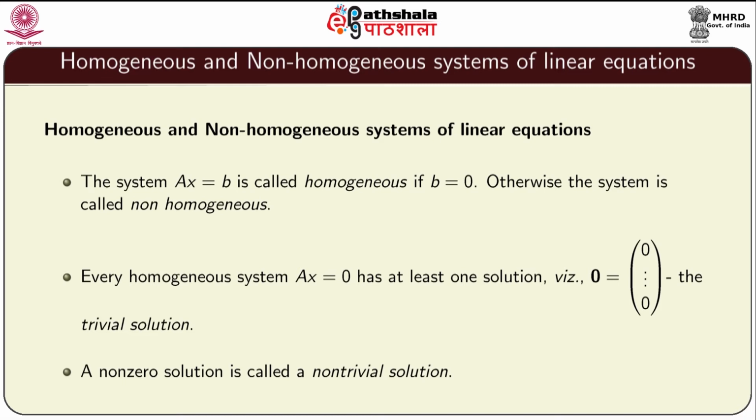What is interesting is that every homogeneous system of equations Ax equal to 0 has at least one solution, namely the trivial solution. That means all the spots are filled in with zeros. That is very easy to see, because if you just substitute x1 equal to x2 equal to x3 and so on, xn equal to 0 in the system of equations E, then all the equations are satisfied simultaneously. And a non-zero solution is called a non-trivial solution to the system. So, by a non-zero solution we mean that there is at least one entry which is not 0.